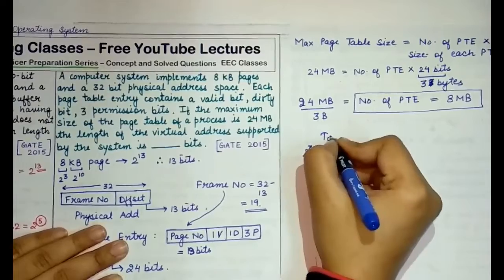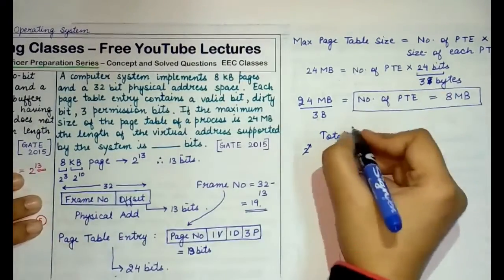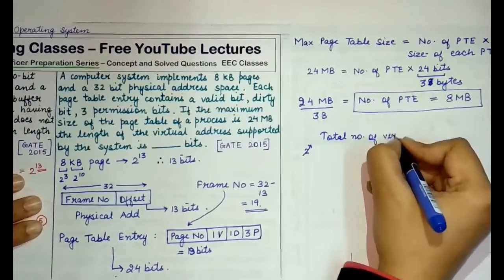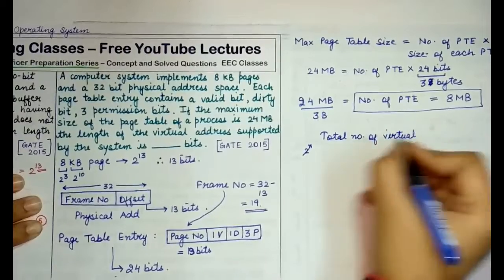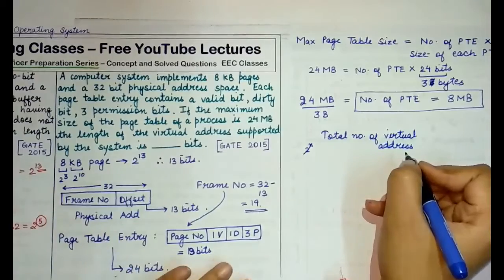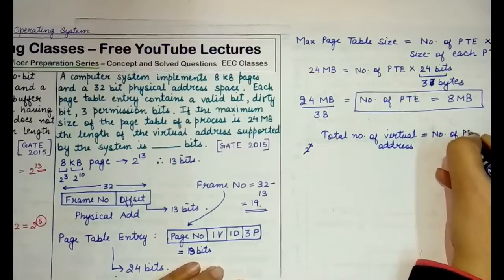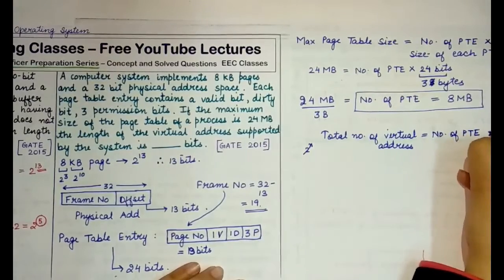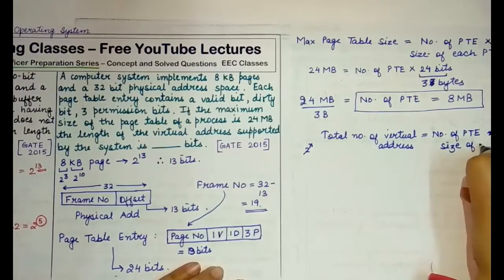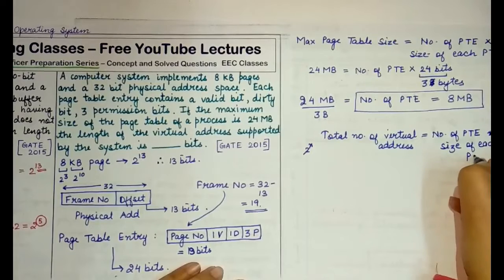We know that the total number of virtual addresses is equal to the number of page table entries multiplied by the size of each page. Now, how did this formula happen, or why is this formula correct?